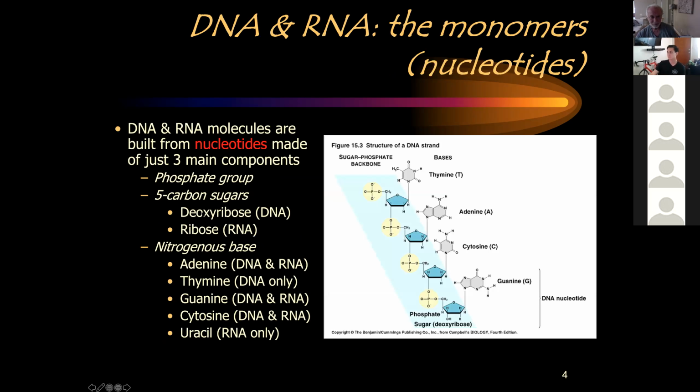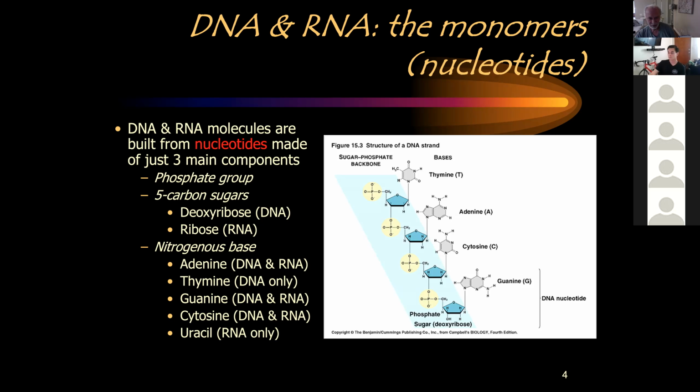So let's consider how DNA is constructed. Each of them is built from nucleotides made from just 3 main components. The first is a phosphate group. So if you look in the diagram, the yellow circle is a phosphate group, and it's repeated here 4 times. So it's PO4. The other component is a 5-carbon sugar. That's the blue. Sugar with 5 carbons. And in the case of DNA, that sugar is deoxyribose.